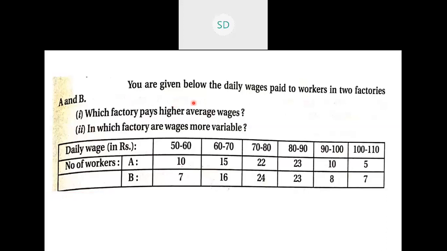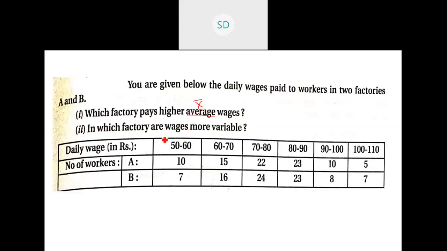You're given below the daily wages paid to workers in two factories. So always when coefficient of variation is given, it means there will be some comparison to be done between the two. So two factories A and B are given to us. Which factory pays higher average wages? Please understand, they're asking us to calculate higher average wages. Average means, again, arithmetic mean you have to find, that is nothing but X bar.